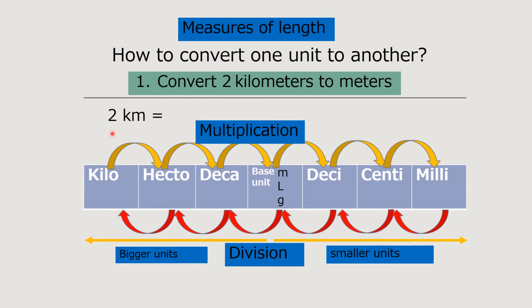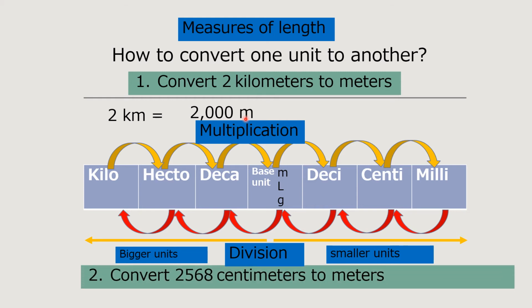So if we have 2 kilometers here, which means the decimal point is here. So what we'll do is add 3 zeros here. It means 2 kilometers becomes 2,000 in meters. Okay, let's have another one.